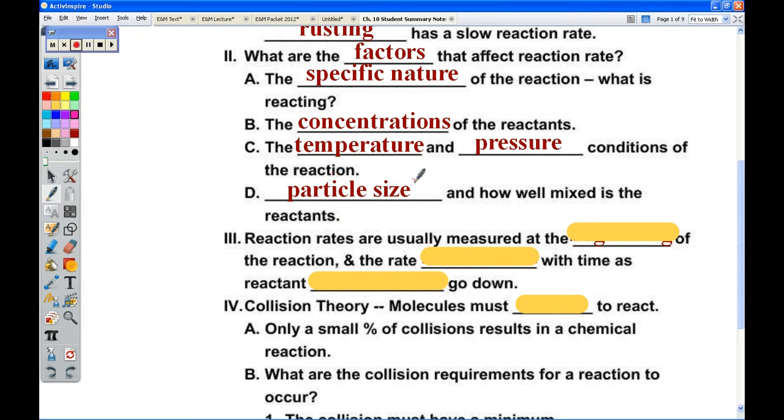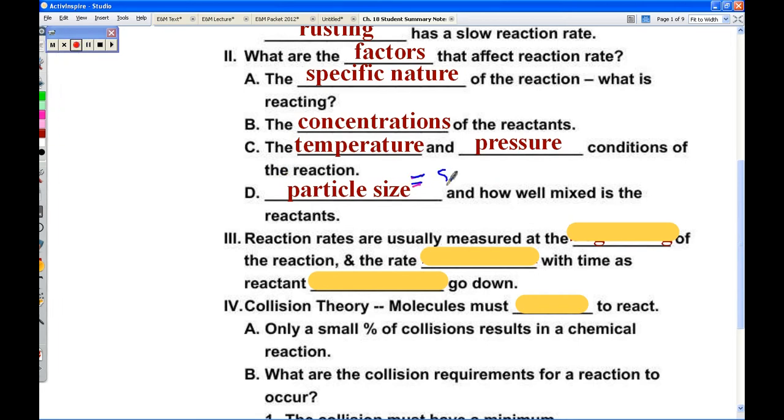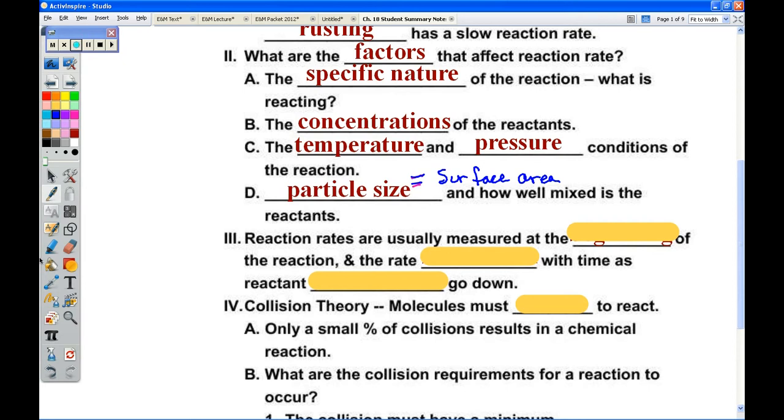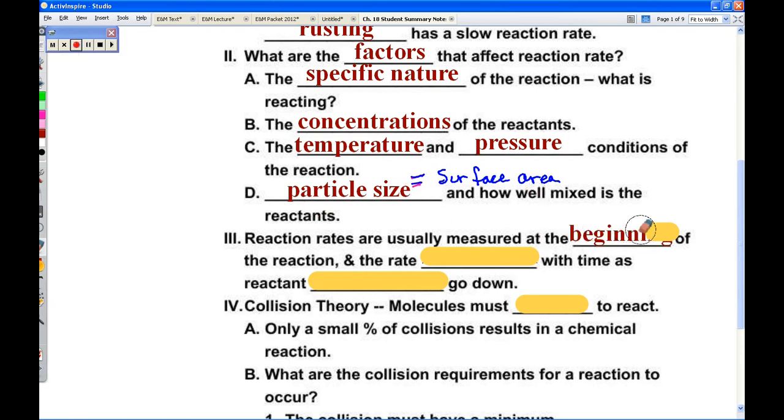Particle size is another word for which feature? Particle size is also surface area. So if you increase the surface area, you reduce the particle size, or reducing the particle size increases the surface area. All right. So reaction rates are usually measured at the very beginning of the reaction, and the rate slows down with time as the concentrations go down.